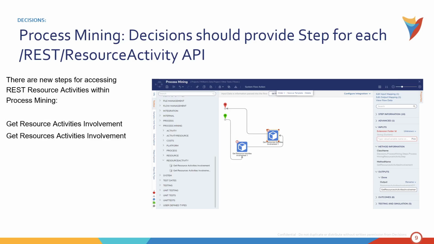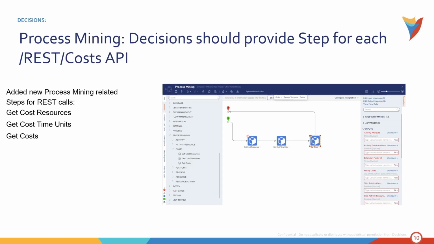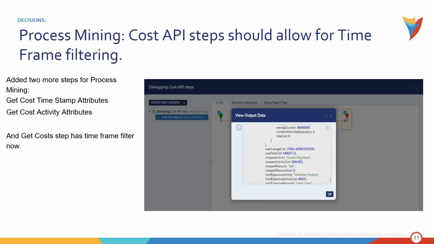We have get resource activities involvement and get resources activities and involvement. We also have get cost resources, get cost time units, and get costs. So 3 more great steps, but we're not done yet. We've also got 2 more for you. We have get cost timestamp attributes and get cost activity attributes.